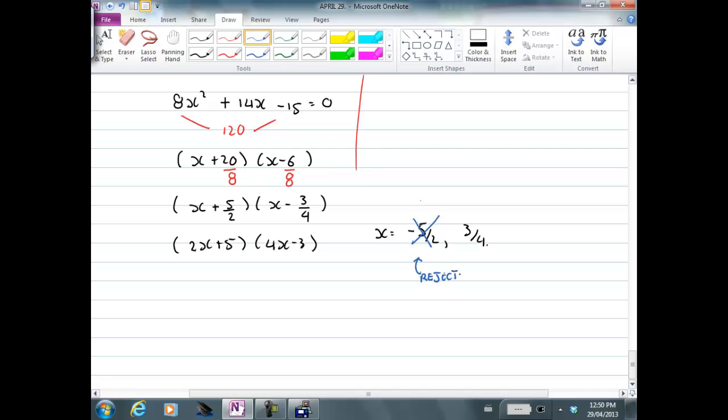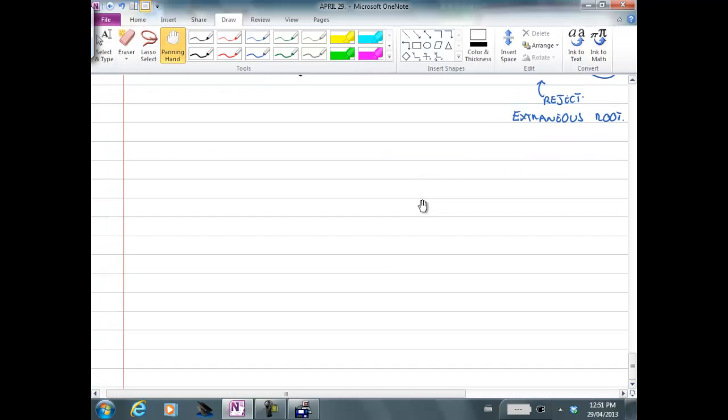There's a special terminology for this reject. It's called an extraneous root. Extraneous, you may need to know this term. An extraneous root is the solution that you reject out. So my only answer is 3 over 4. Any questions on how I did this? Your work page, that's it.